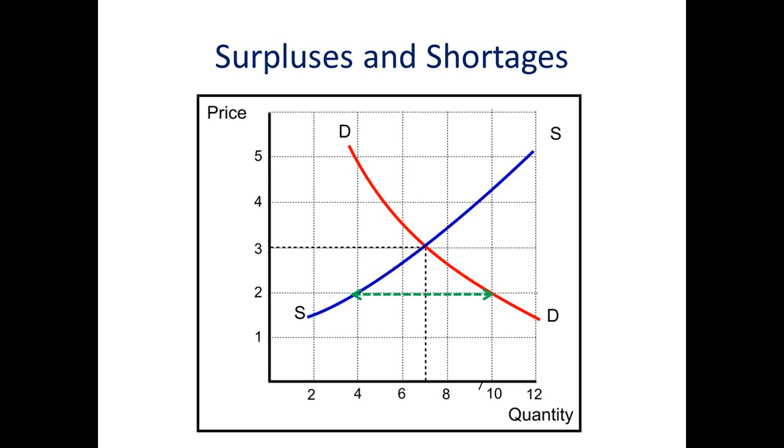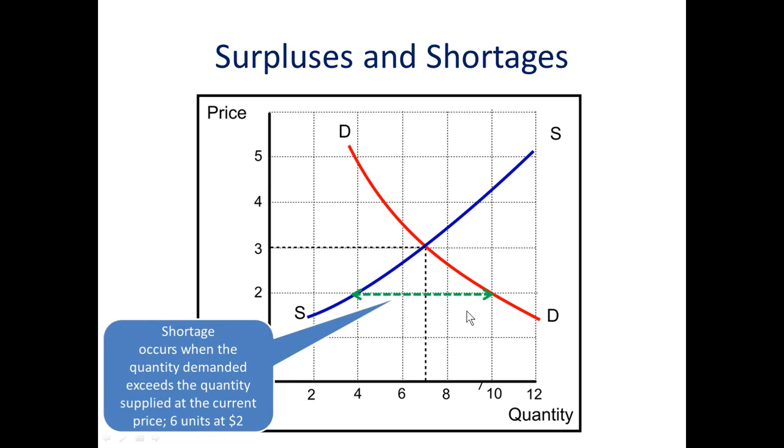What about a shortage? Well, a shortage occurs when demand exceeds supply at that price, at a price below $3, in this case $2. So here we can see there's demand, there's supply, and so this is defined as a shortage. In this case, something like 10 minus 4 is 6 units at $2.